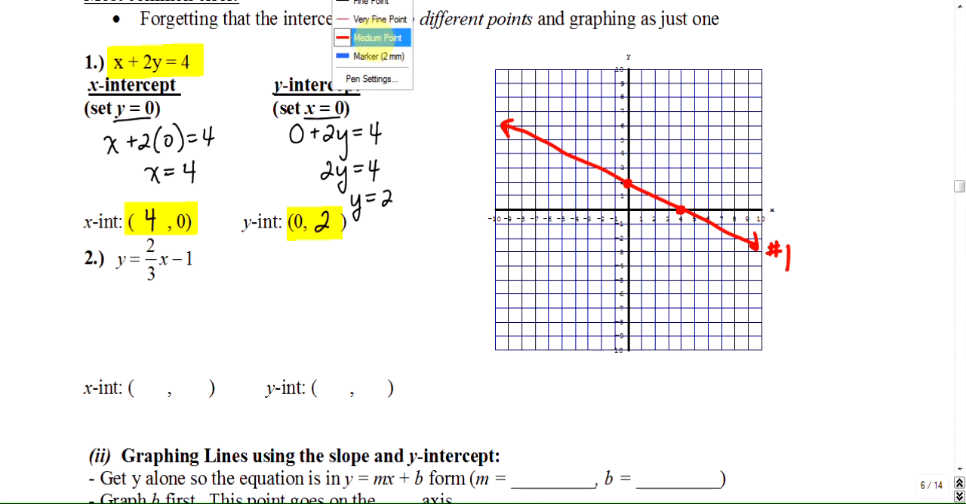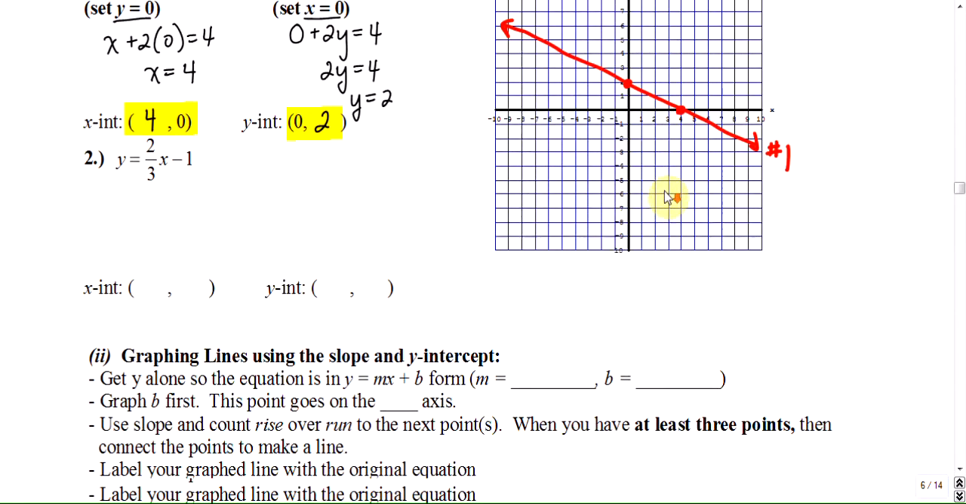Don't get too crazy graphing multiple lines on one set of graph paper. Unless the problem specifically states to graph like 3 or 4 lines, please only do 2 lines per set of axes and label them. Here's another one.